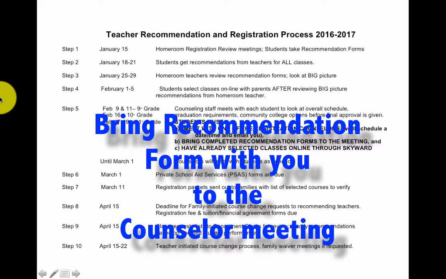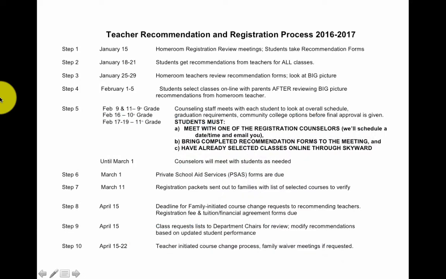So you need to bring that teacher recommendation form with you. Make sure that you do that. I think that's really important that you have. The counselors then will go through and they'll look at, make sure you're on track for graduation, following your 4-year plan.